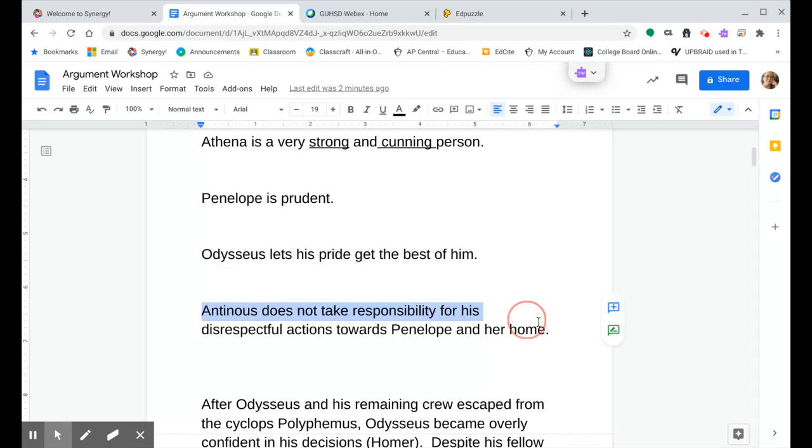Okay, next one. Antinos does not take responsibility for his disrespectful actions towards Penelope and her home. What do you think? High, medium, low? Yeah, this is pretty much a classic high. So we have that he does not take responsibility. That would be correct. But then you have this added how or why. Why do you say he does not take responsibility? Because of his disrespect towards Penelope and her home. So that's the difference between being correct and being really excelling.